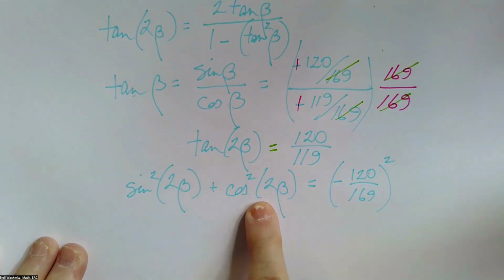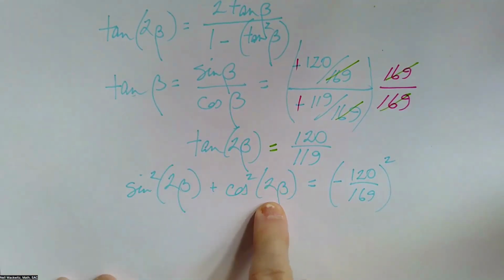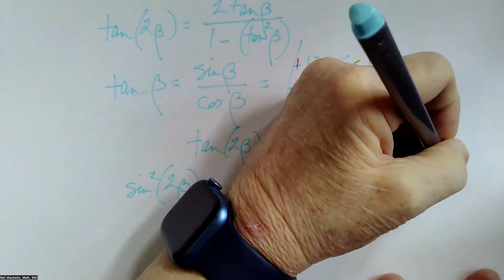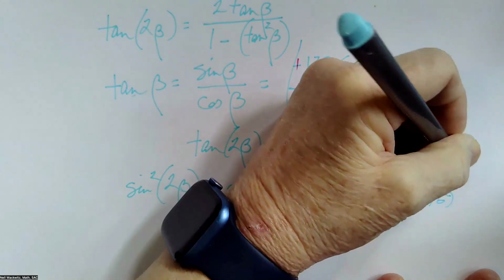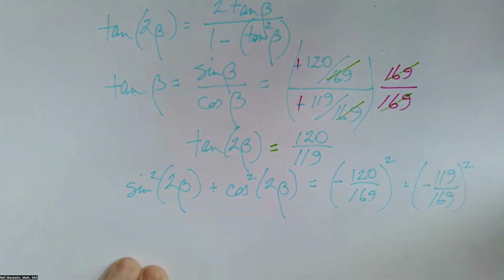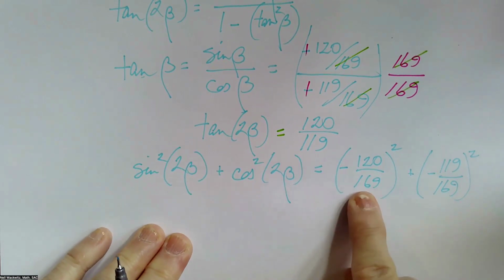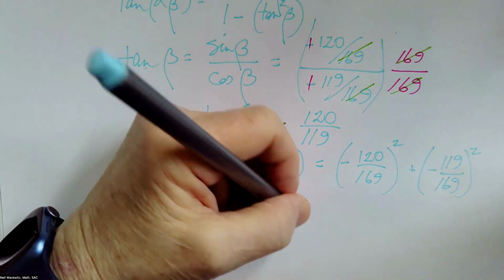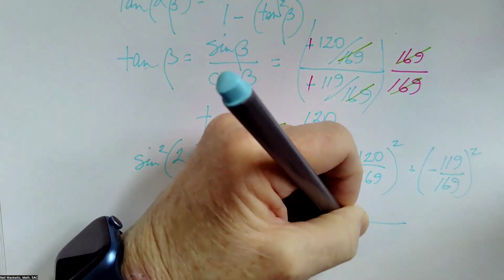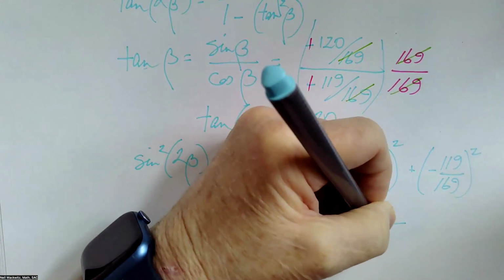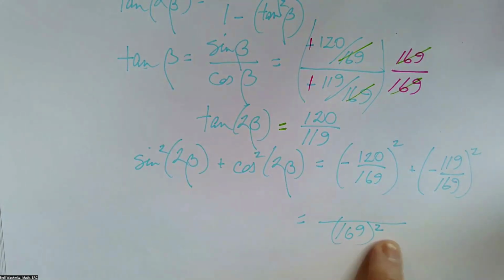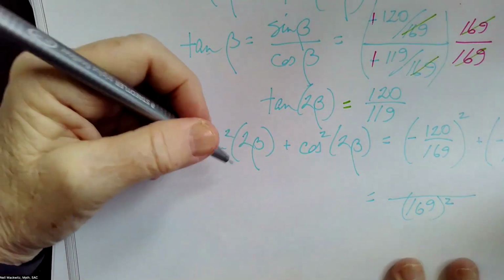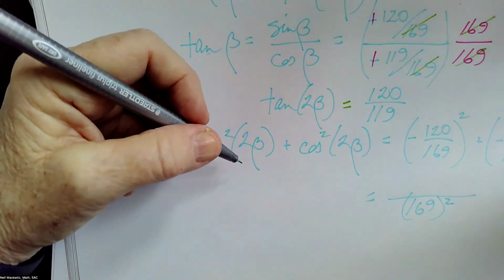And cosine of 2 beta, we said that was negative 119 over 169. We're going to square both of those. And we're going to leave the 169 squared as just 169 squared. In the numerator, we should get that same value. So let's go ahead and see what that is. I can just cheat and pop it into my calculator.